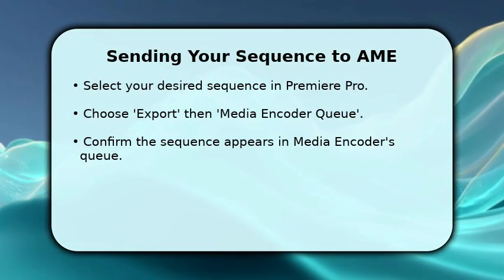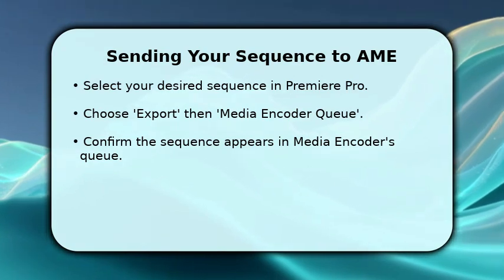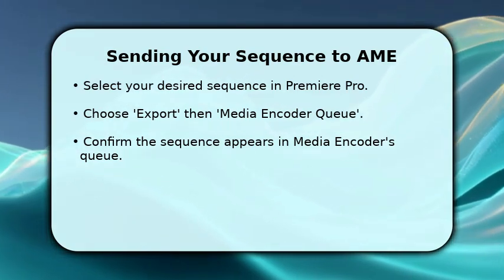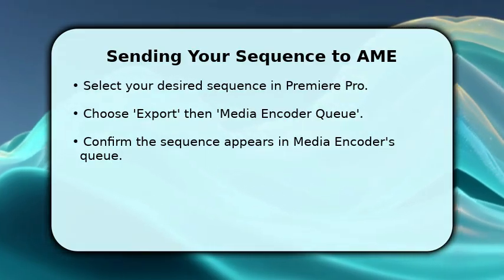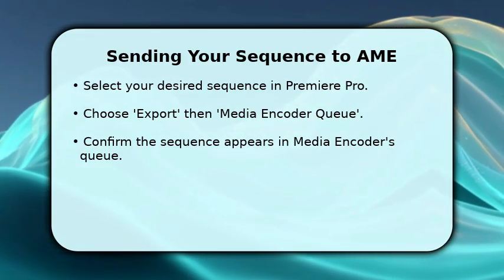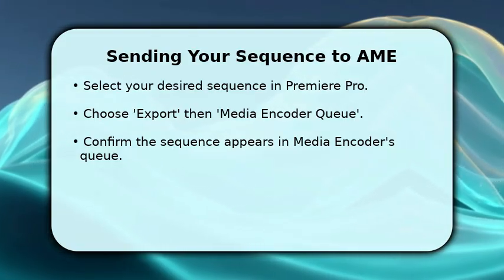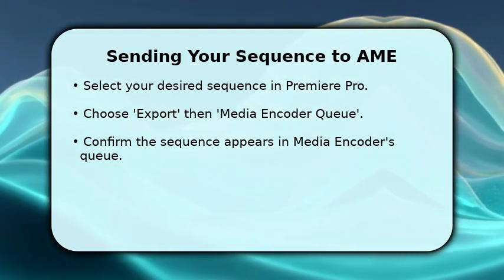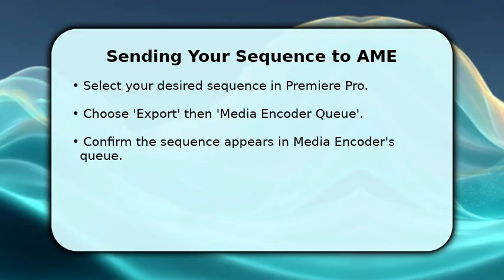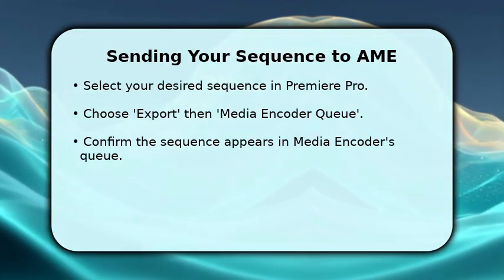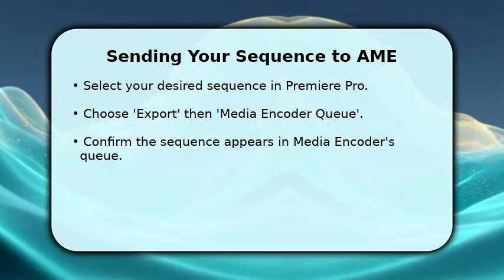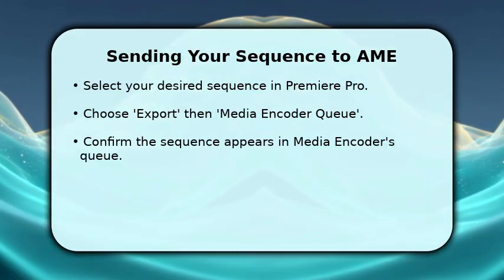To begin, open your project in Premiere Pro and select the sequence you wish to export. Navigate to the File menu, then Export, and finally choose Media Encoder Queue. This action will automatically open Adobe Media Encoder and add your selected sequence to its queue. You'll see a new item appear, ready for you to configure its export settings. This seamless integration makes the process straightforward and quick.